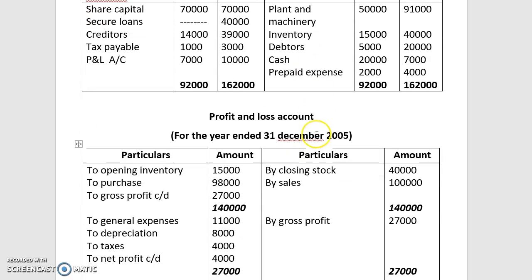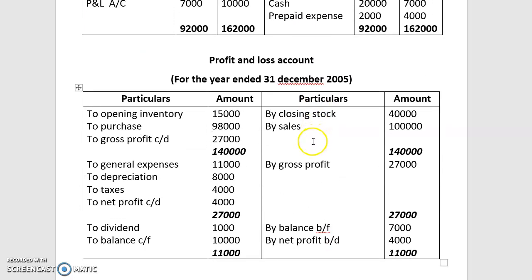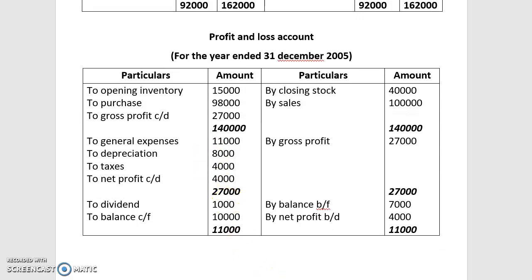When it comes to the profit and loss account, you have opening inventory, purchases, closing stock, that is closing inventory, and sales. In total you'll get a gross profit of 27,000. Coming to the expenses: general expenses, depreciation, tax, and then you will get net profit. From the net profit he has taken a dividend of 1,000. Then balance brought down is 7,000. Net profit will be 4,000, which is given in the problem.